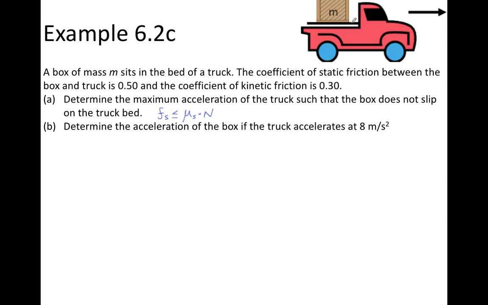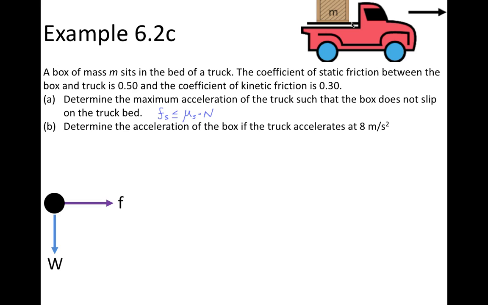So we're going to start the problem off just like we do every force problem. We're going to draw a free body diagram. Here's the box. It's going to have a frictional force pushing forward. It's either going to be a static friction force if we have not exceeded the max acceleration, or in part B, when the truck accelerates at a rate of 8 meters per second squared, that, spoiler alert, is going to be greater than the maximum acceleration for the box to not slip. And then that would be kinetic friction because the box would be slipping.